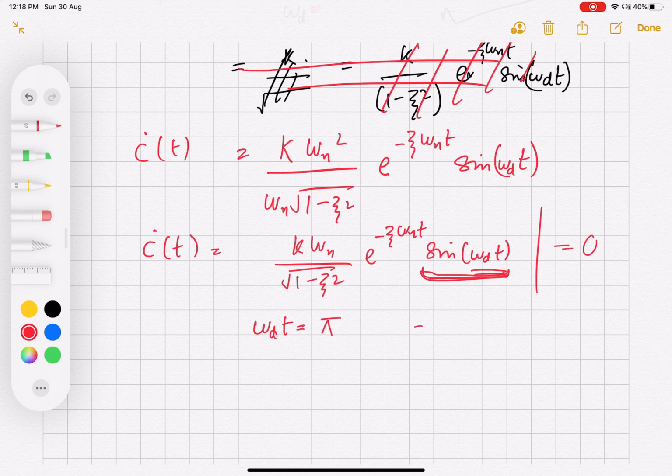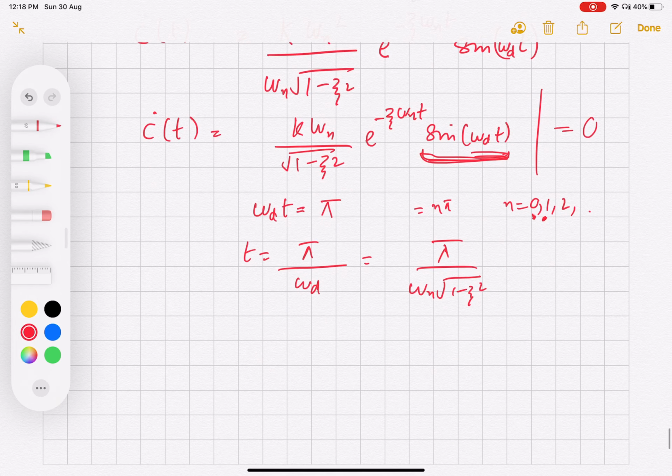You actually have to write n pi with n equal to 0, 1, 2. n equal to 0 will of course give you 0 time, and that is when the derivative is 0, and then the first time that the derivative becomes 0 after 0 time is when n is equal to 1. So omega d t is equal to pi. This gives t is equal to pi upon omega d, which is pi upon omega n under root of 1 minus zeta square.